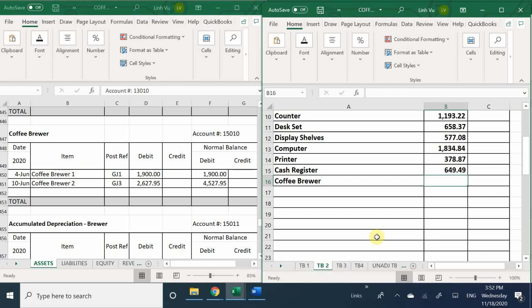$6,427.95. How'd you get 6,000? Isn't that the two of them? We have the brewer, right? So the cost of the second brewer was $2,627.95. I summed it instead of... Let me delete that. Sorry, no worries. Let me just bring the balance. So then the balance is $4,527.95. Good. 4527.95. All right.